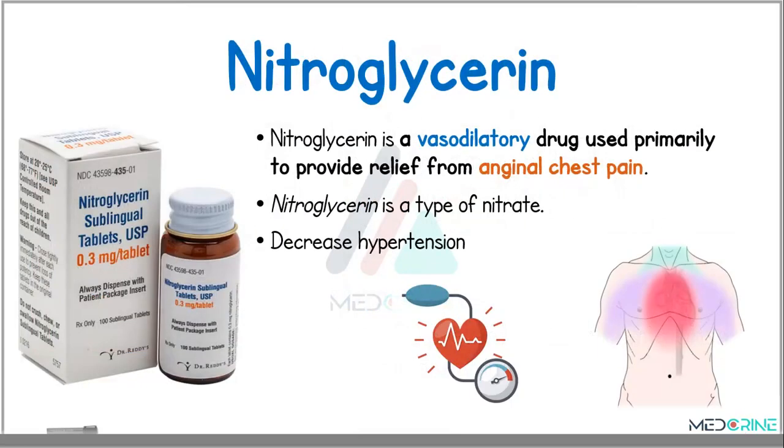Then we have nitroglycerin. Nitroglycerin is a vasodilatory drug which primarily works by relieving angina chest pain. It is a type of nitrate which can also be used to decrease hypertension.